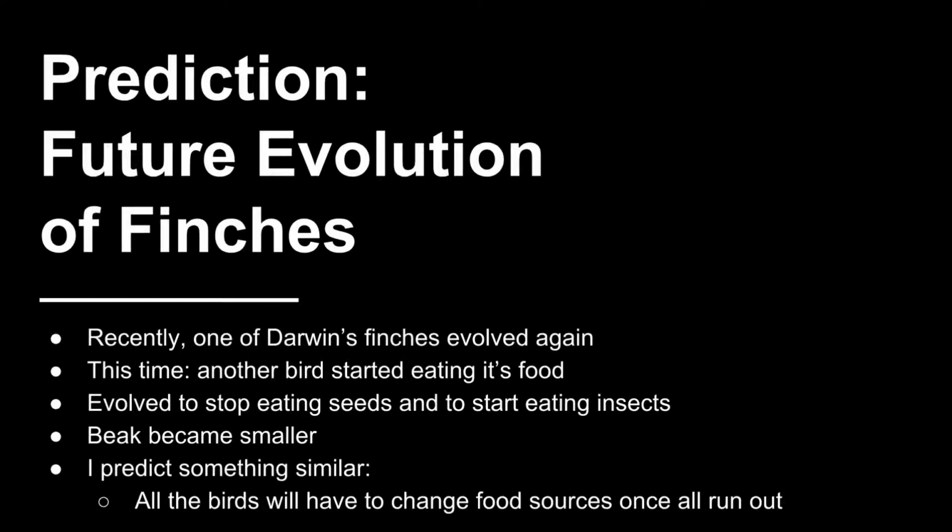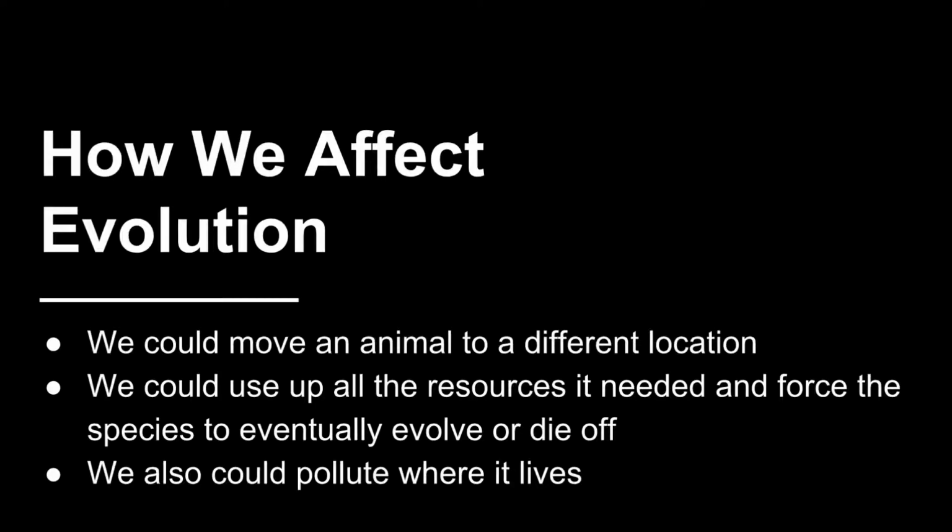I predict something similar. I think all the birds will eventually have to change food sources once they all run out. How do we affect evolution? 1. We can move an animal to a different location. 2. We could use up all the resources it needed and force the species to eventually evolve or die off. And 3. We could also pollute where it lives.